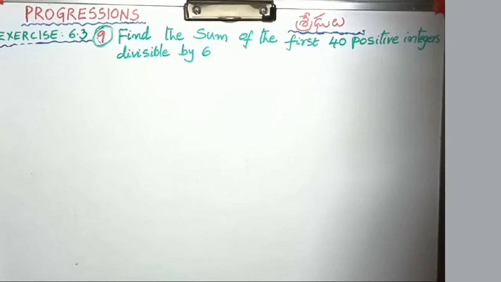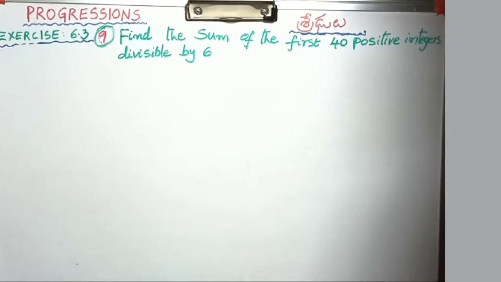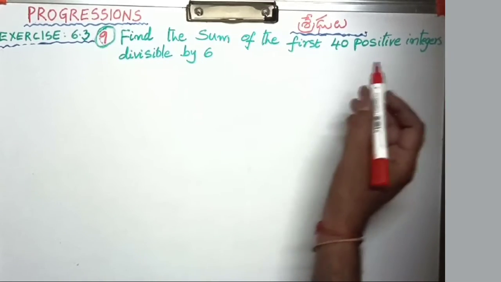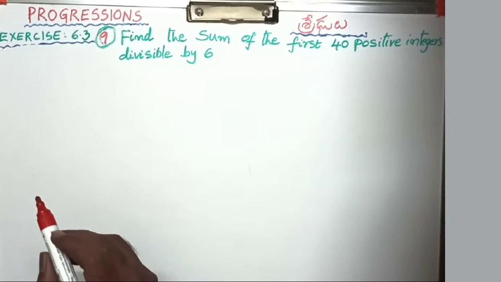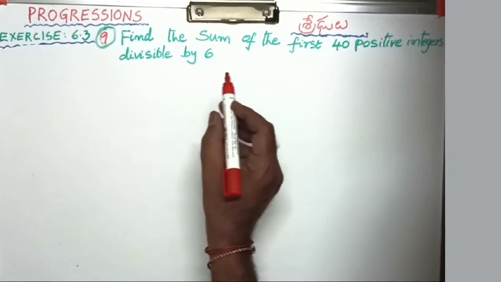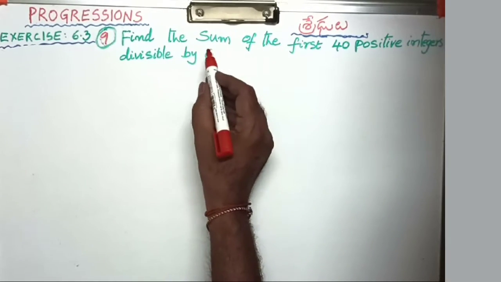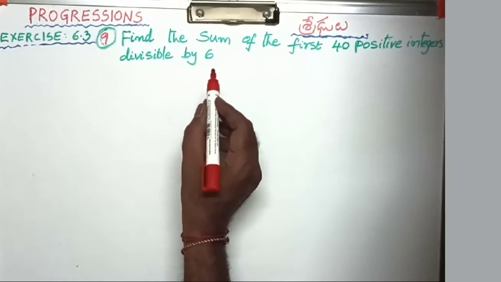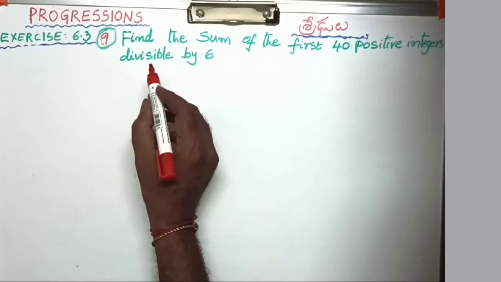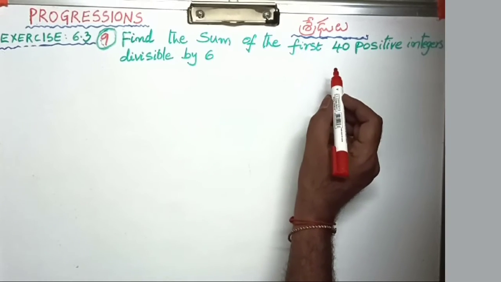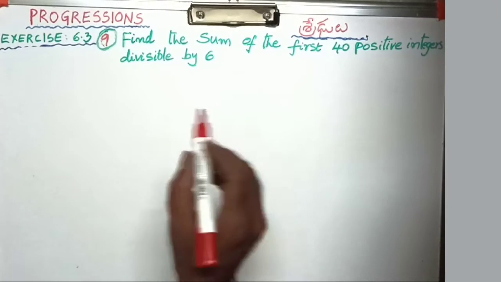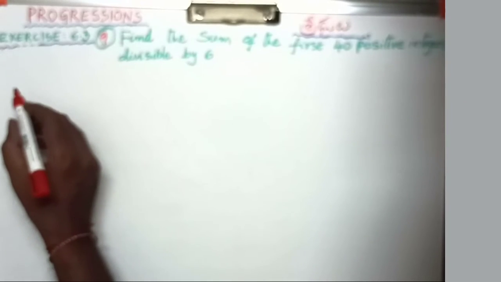Okay, dear students, now I'm going to explain the ninth problem in exercise 6.3. Find the sum of the first 40 positive integers divisible by 6. Okay, we have to find the sum of the first 40 positive integers divisible by 6. అంటే 6 చే భాగించబడే మొదటి 40 ధన సంఖ్యల యొక్క మొత్తాన్ని కనుగొనాలి. Okay, so what is given?